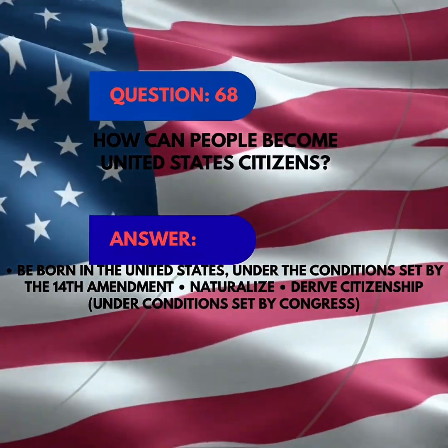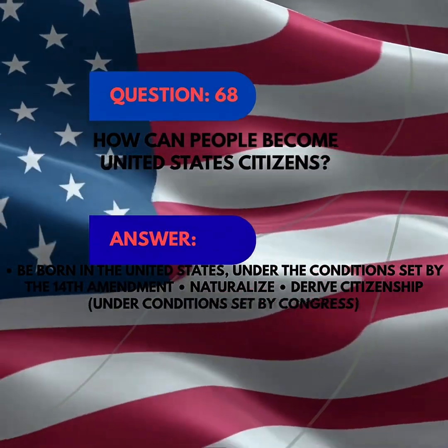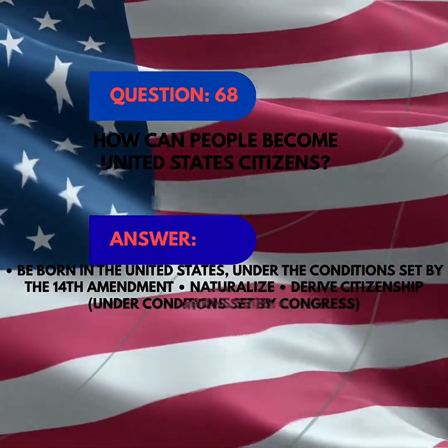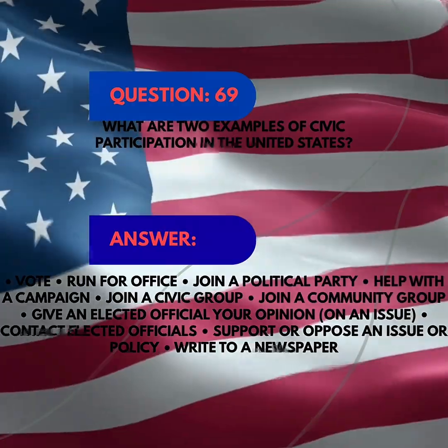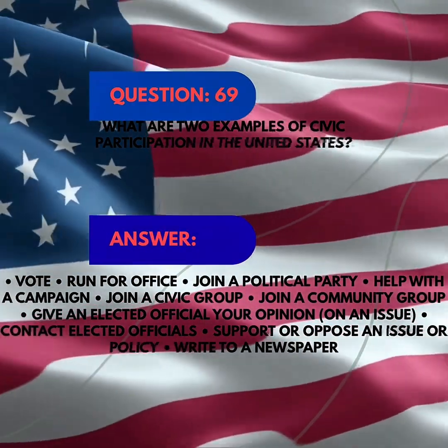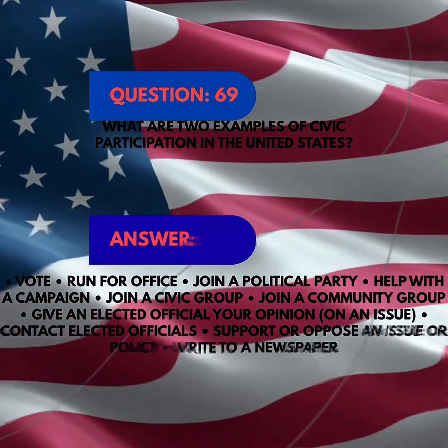Answer. People can become citizens by being born in the United States, by naturalizing, or by deriving citizenship under conditions set by Congress. Question 69. What are 2 examples of civic participation in the United States? Answer. Voting and running for office.